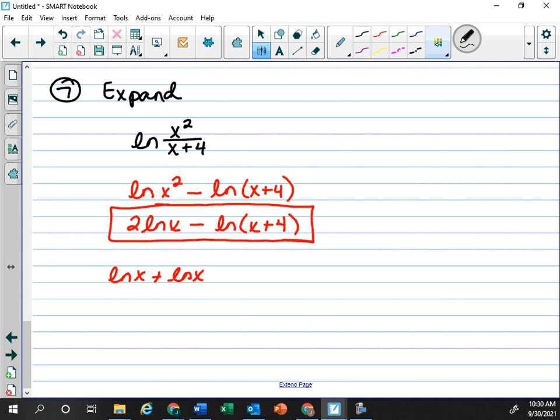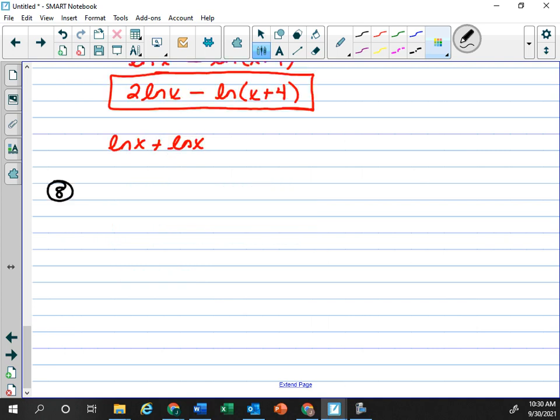All right. Let's try another one. Let's do, well, we're still expanding. Let's do natural log of x minus 4 squared over x times x plus 5 cubed. You guys try. Expand that for me.